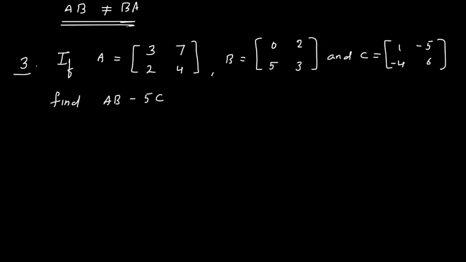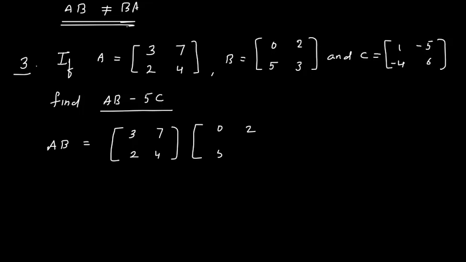Okay, now let us move to third question. Now here the third question, we have given A, B and C, and we have to find value of A cross B minus 5C. So let us first find A cross B. A cross B is, you write A, that is 3, 7, 2, 4. You write into B, that is 0, 2, 5, 3 is equals to, you write their product. So let us write here down.